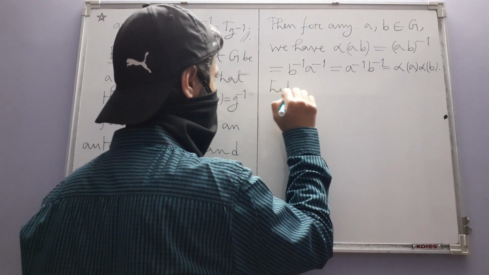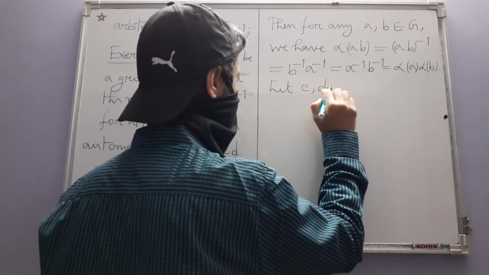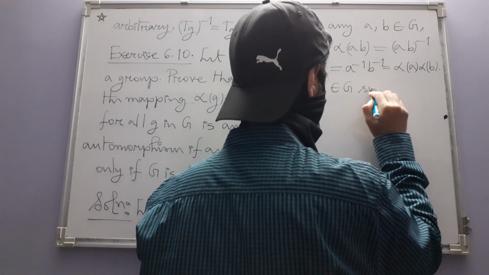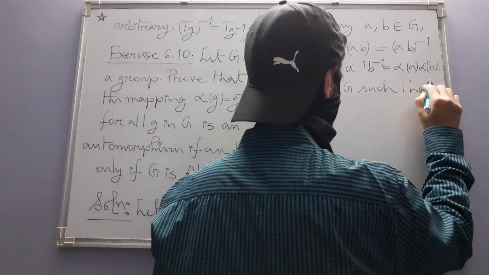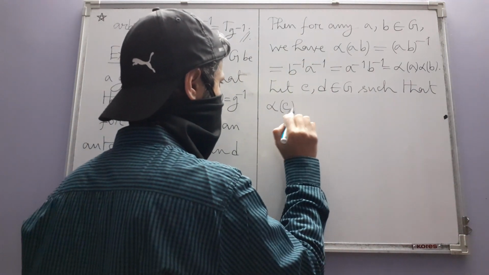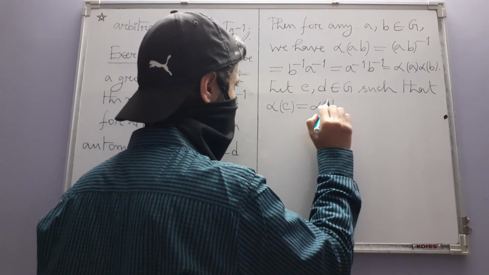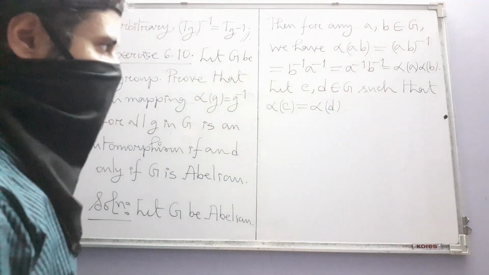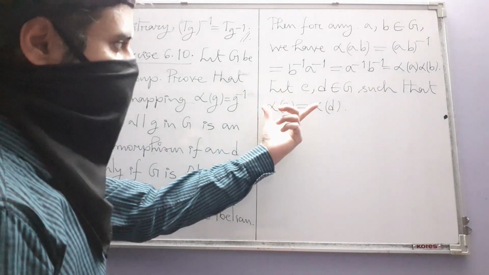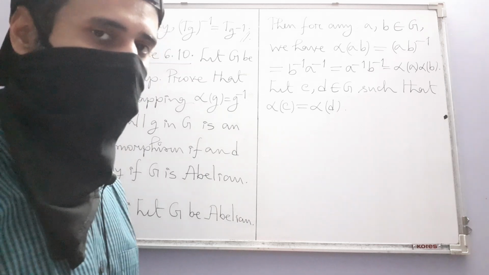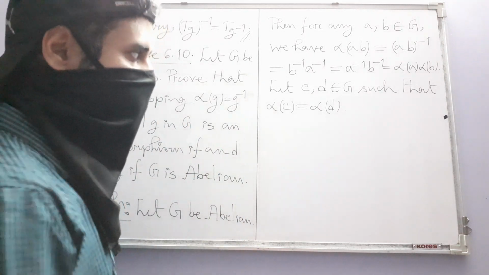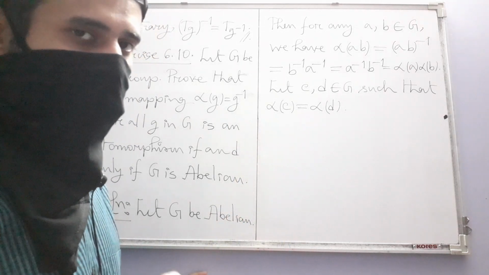So for that, let C and D belong to G such that alpha of C is equal to alpha of D. So that means we have considered two inputs for the function alpha, for which the outputs are the same. There is only one output. Now we have to prove that the inputs also should be the same. That is, C is equal to D. That's what we have to prove.